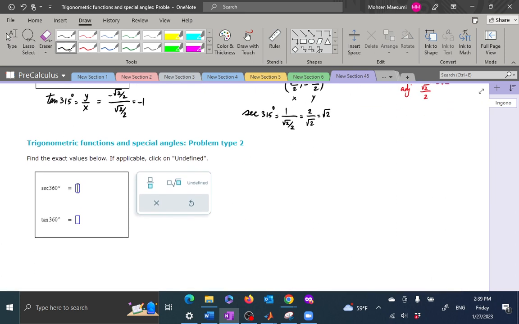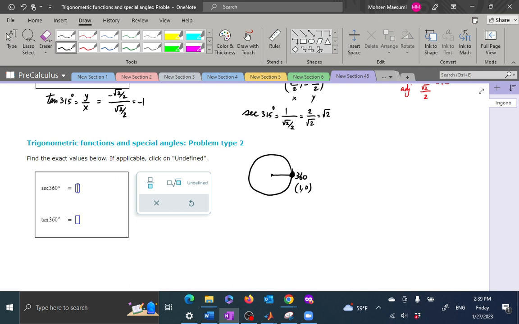Secant of 360 degrees. So where is 360 degrees? 360 degrees, well, I've come back to this point. So this is 360. I have come back to this corner of the circle. What are the coordinates of that? Coordinates of this thing are really, well, x of it is 1. What is y of it? Y of it is 0.